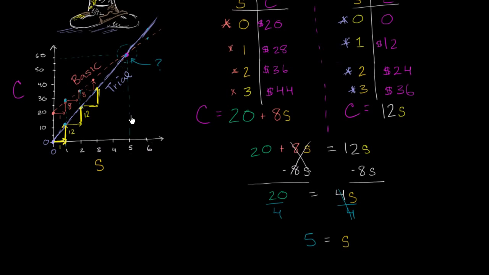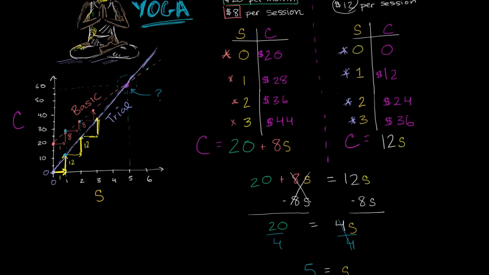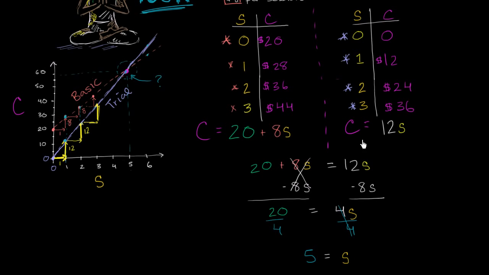So we eyeballed it. It looked like 5 sessions, and now we know for sure. At 5 sessions, the cost of either plan is going to be the same. But what is the cost of either plan there? Well, we should be able to use either plan because the cost will be the same. So if we look at our trial plan, and we say 5 sessions, how much will that cost? Well, the cost is going to be 12 times 5, which is going to be $60.